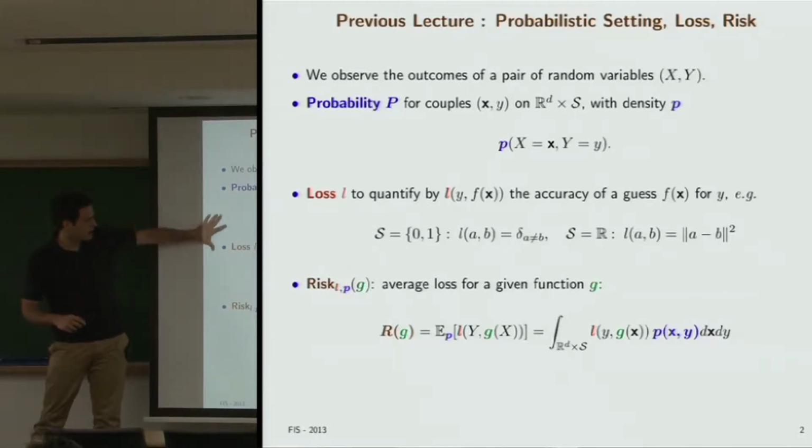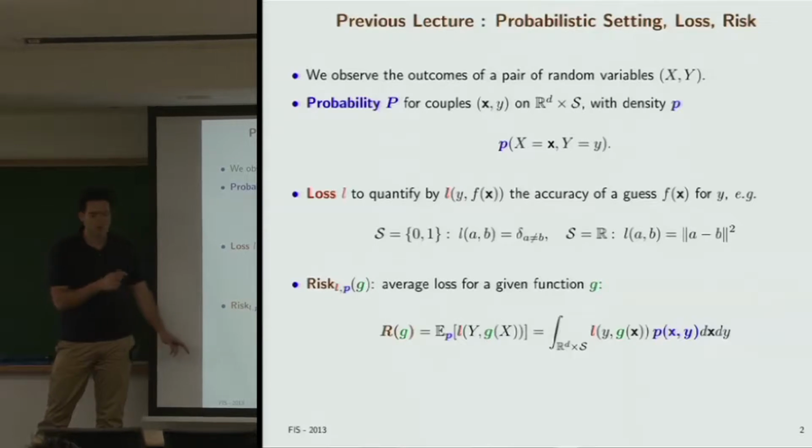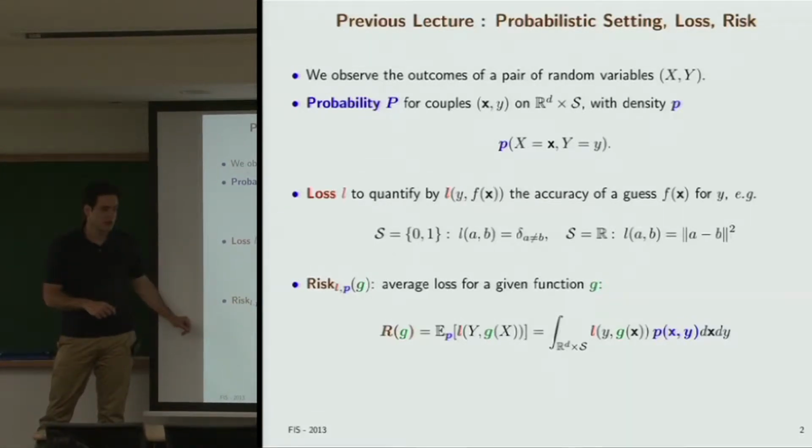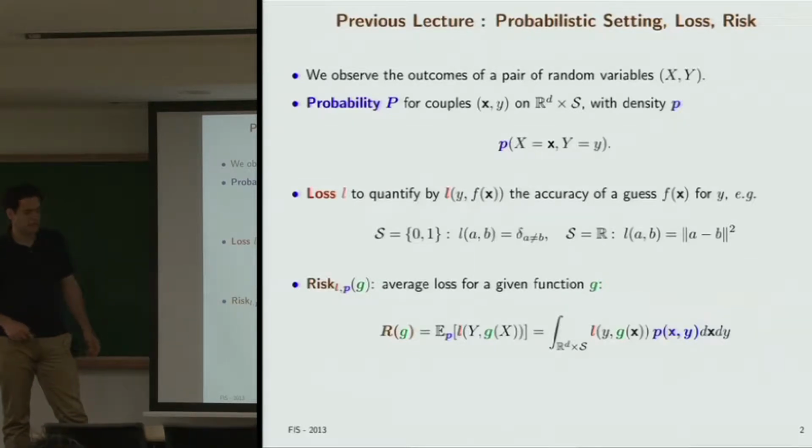Given those two elements, we can define a function on functions. So again, this g here is a function from x to y. And we define a function on a function, which is the risk. The risk builds upon the real probability and the loss function. It's simply the expected loss under the probability for pairs y and x. So we try to see if g of x matches y, and if it doesn't, we pay a price. And so we integrate this.